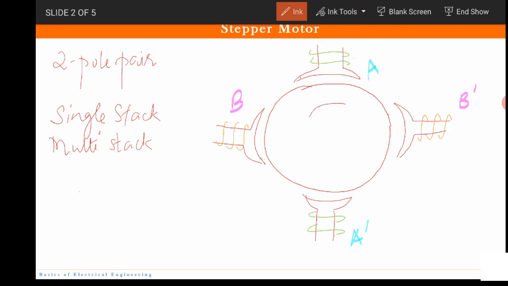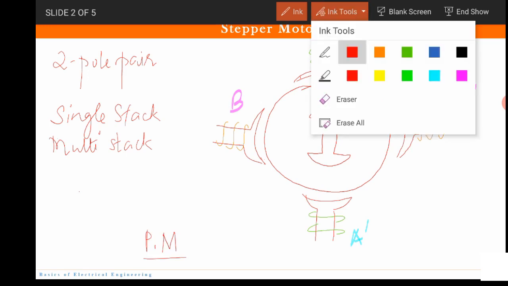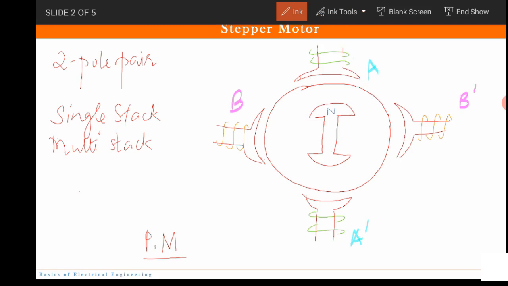So here you have a single stack rotor. This is how it looks like. Okay, and this is made up of permanent magnet. This is called permanent magnet. So permanent magnet means what? It has north pole here and it has south pole here.